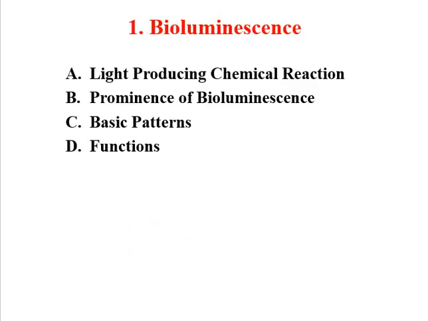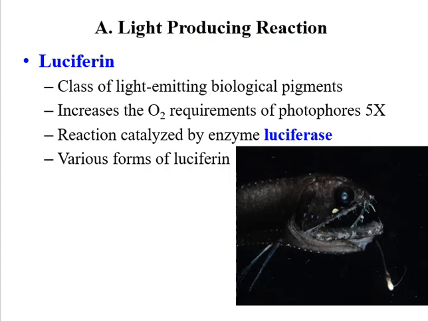So first of all, let's look at bioluminescence. It's a really, really common adaptation, not just in the water and not just where it's dark, but on land. There's a lot of different things that are bioluminescent. There's all kinds of different taxa that are bioluminescent, from protists to a whole bunch of different animals. Very, very common. So let's look at these four different aspects of bioluminescence.